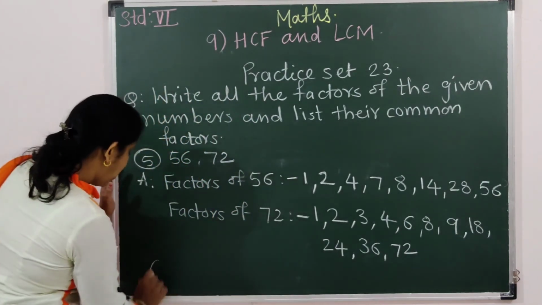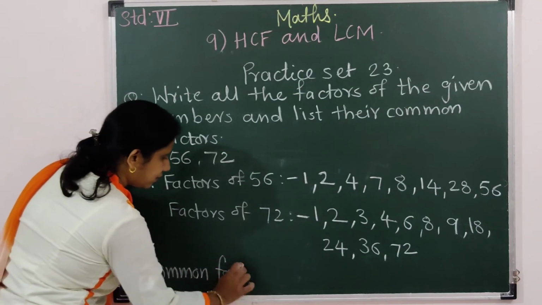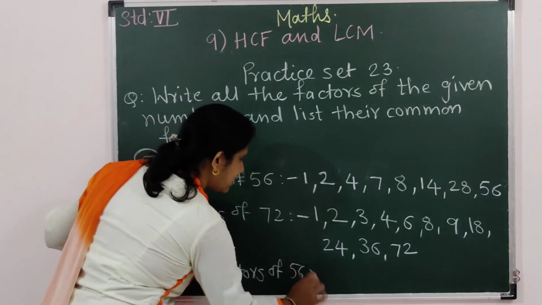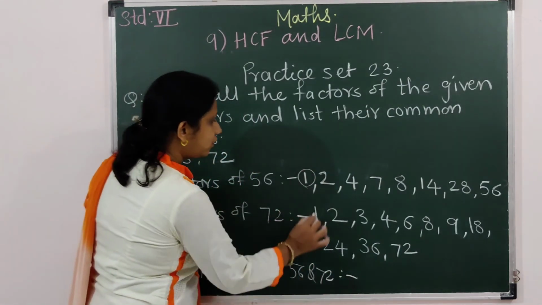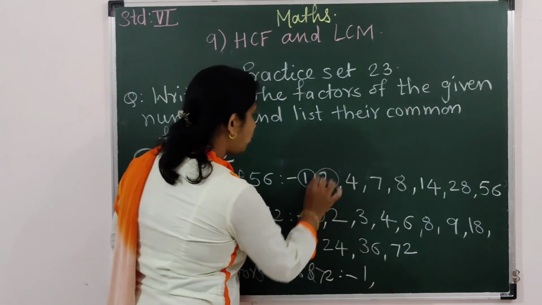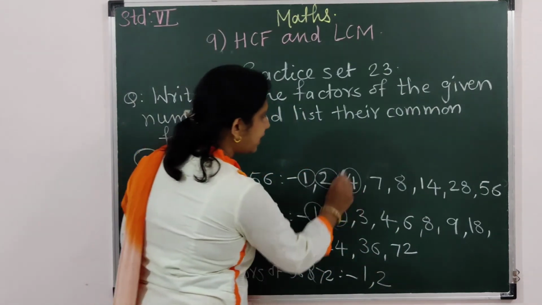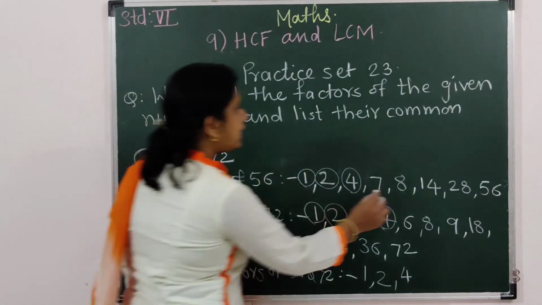So let's write the common factors of 56 and 72. So what is common? 1. Then 2 is also common. Is 3 there? No. 4 is there. So what is the common number again? 4. 8 is common.